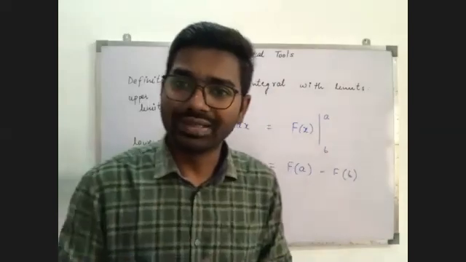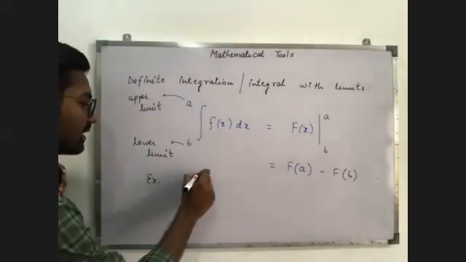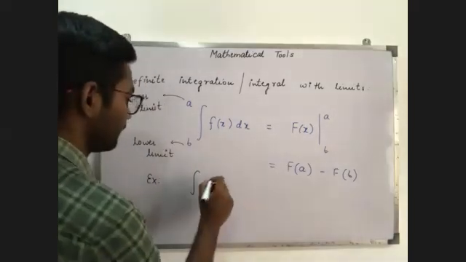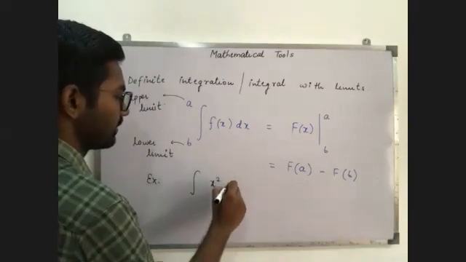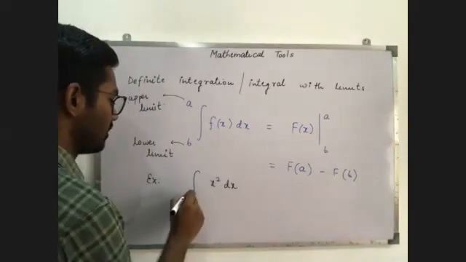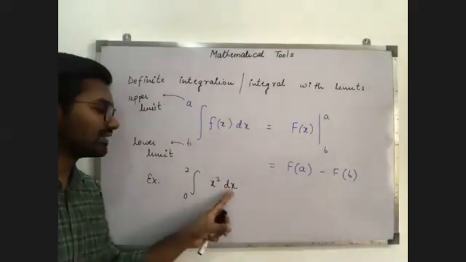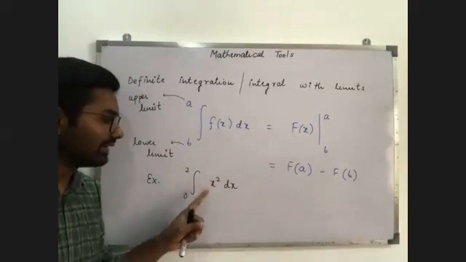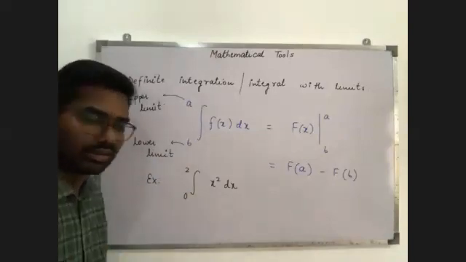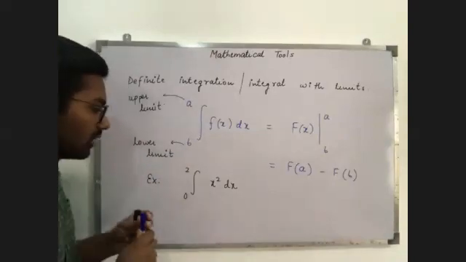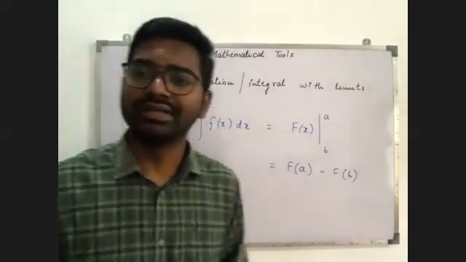Now let me show you one example first. So let's suppose I am taking one example. Let's suppose I have to integrate x square dx from 0 to 2. Is it right? I have to integrate x square dx from 0 to 2, lower limit to upper limit. So what I told you is that first integrate. So integration of x square dx. Can anyone tell me how much?